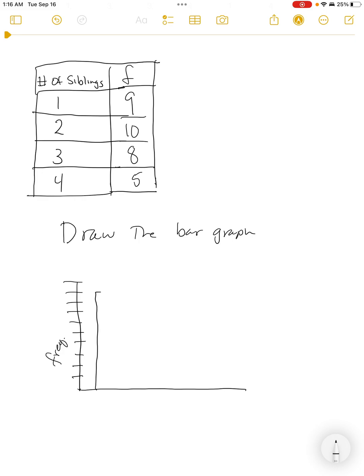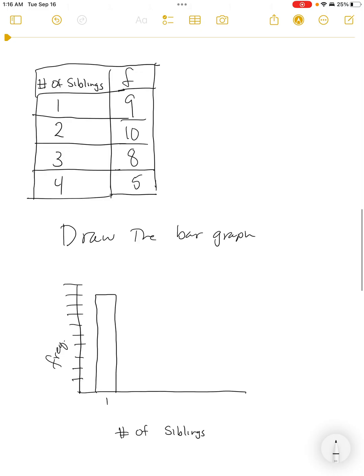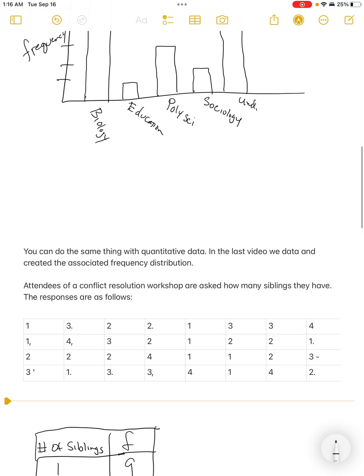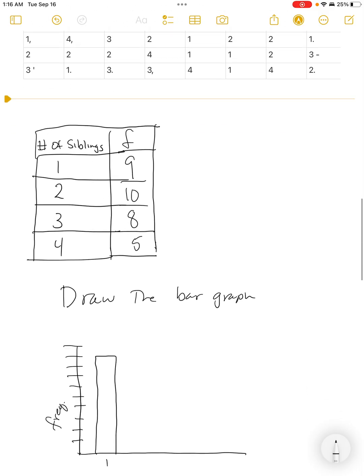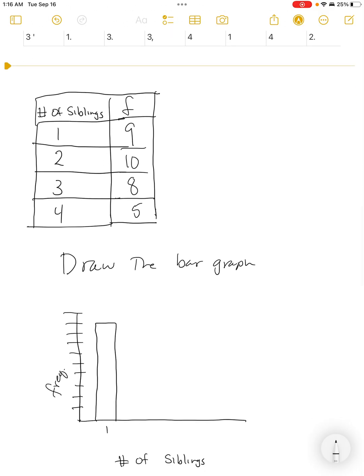And so one sibling is way up at 9. And we label that as one sibling. So we could put down here number of siblings, right? So we have it labeled. Here I didn't really have to do the labeling because the labeling was a description itself. But with just a 1 down there, it's kind of nice to know what it represents. In this case, the number of siblings.